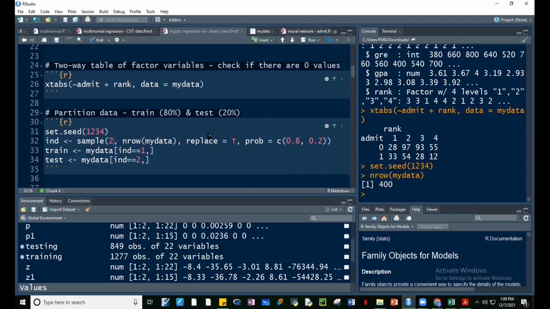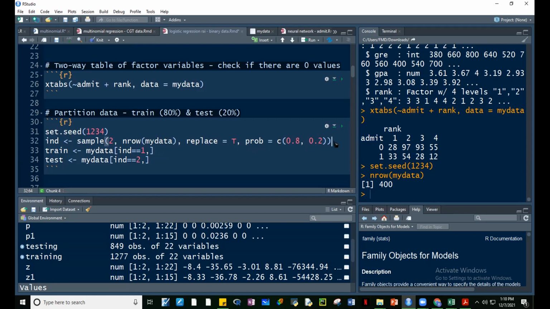Now take note, replace is equal to TRUE. This is a type of sampling where, imagine, guys, you have a bowl, and you're getting marbles out of that. When you get one and you record the color, you put it back. So that's what replacement is equal to TRUE means. And then the probability is 0.8 and 0.2. So the first sample will be 80% of the data, and the other one will be 20% of the data.